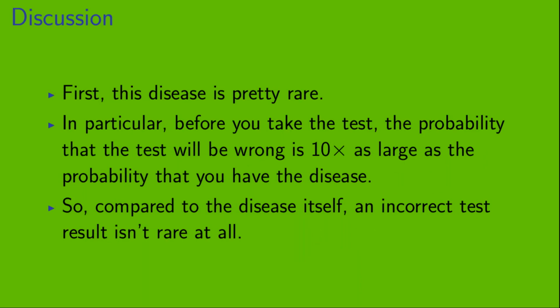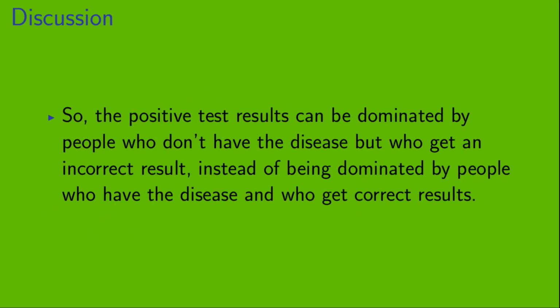Okay, so first, this disease is pretty rare. In particular, before you take the test, the probability that the test will be wrong is 10 times as large as the probability that you have the disease. So compared to the disease itself, an incorrect test result isn't rare at all. So the positive test results can be dominated by people who don't have the disease but who get an incorrect result, instead of being dominated by people who have the disease and who get correct results.